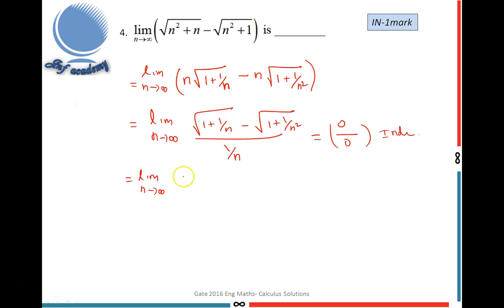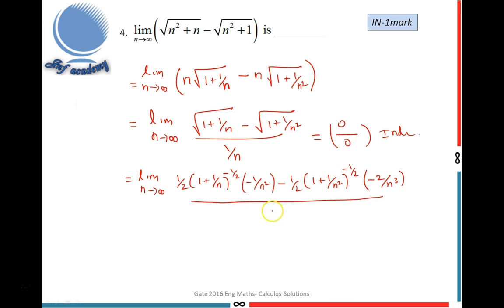So first I find the derivative of the numerator. Square root means power 1 by 2. So 1 by 2 times 1 plus 1 by n whole power minus 1 by 2. The differentiation of 1 by n is minus 1 by n square. Next, that term is 1 by 2 times 1 plus 1 by n square whole power minus 1 by 2, and the differentiation of 1 by n square is minus 2 by n cube, divided by the derivative of the denominator, which is minus 1 by n square.